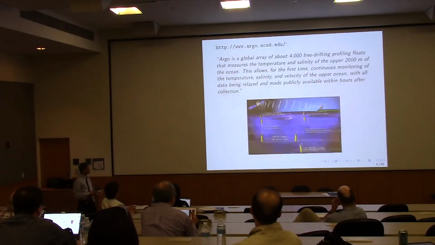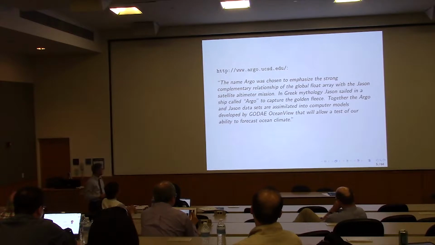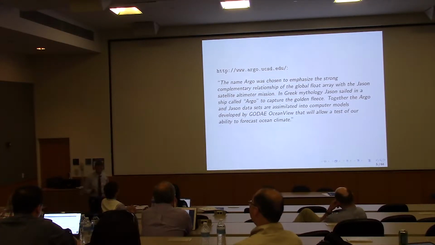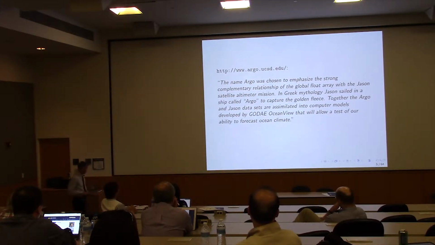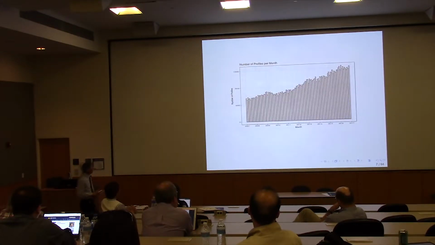Now the name Argo came from Greek mythology, in which the figure Jason sailed in a ship called Argo to capture the golden fleece, grown on some winged rams. And nowadays we have the Jason satellite, which surveys the topography of the ocean surface, and the floats look at what happens underneath.